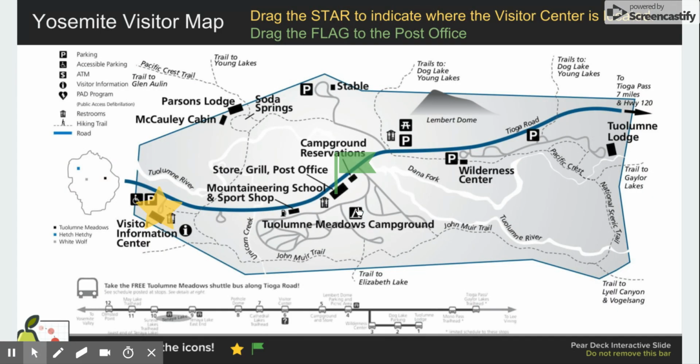Now you can use other icons and in different ways as well. Each student's response will show individually, and you can review those responses either in the moment or after the lesson. Here you can see I put my star where the visitor center is located and a flag at the post office.